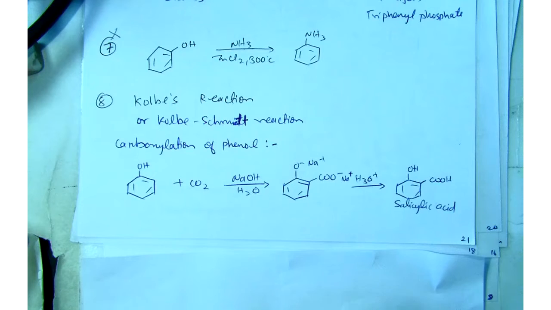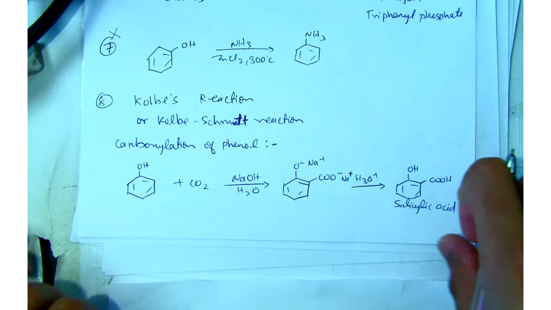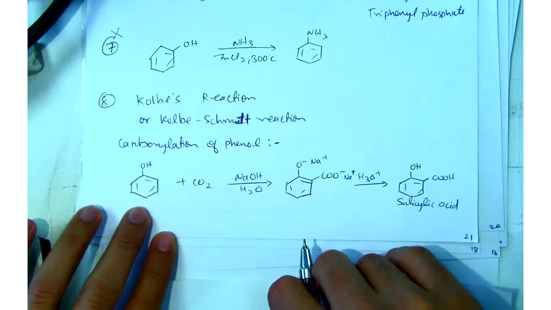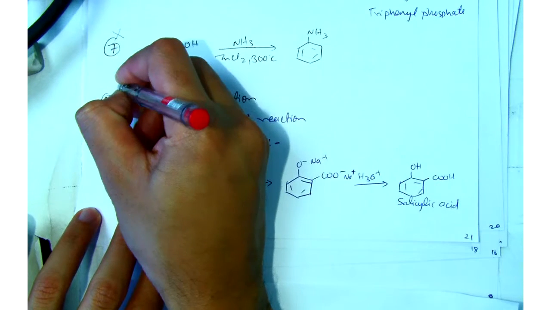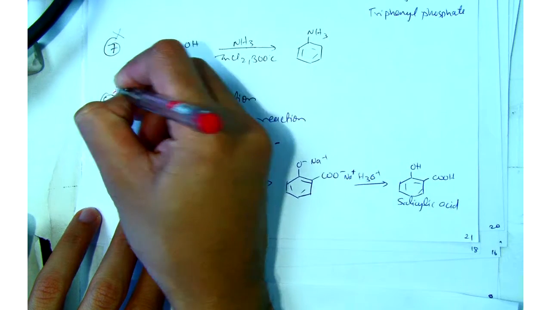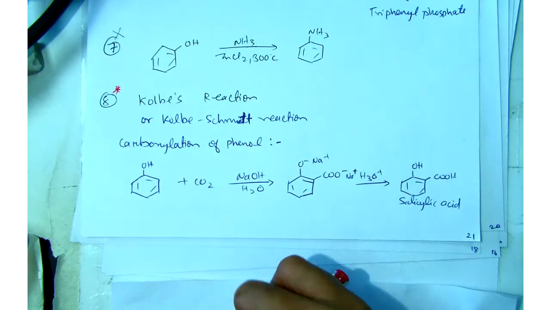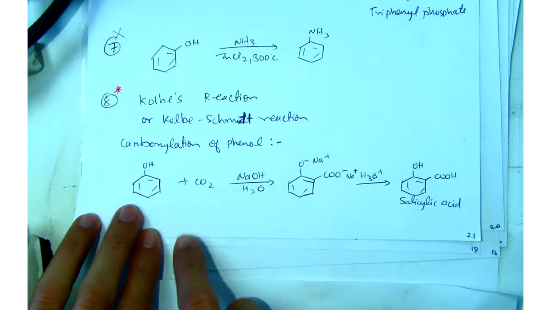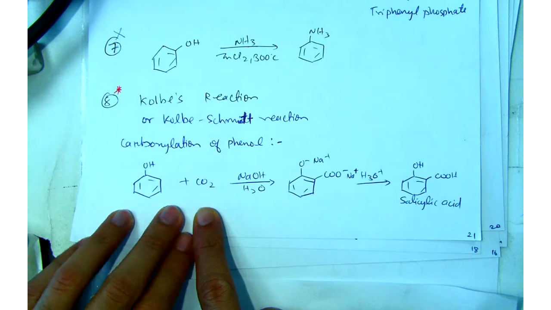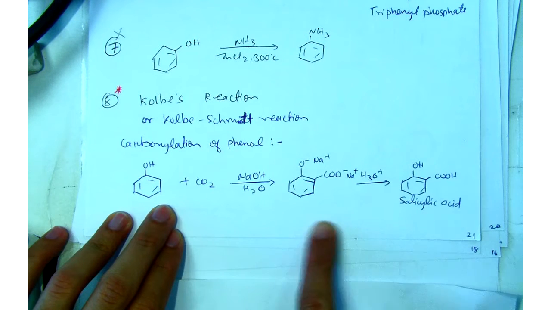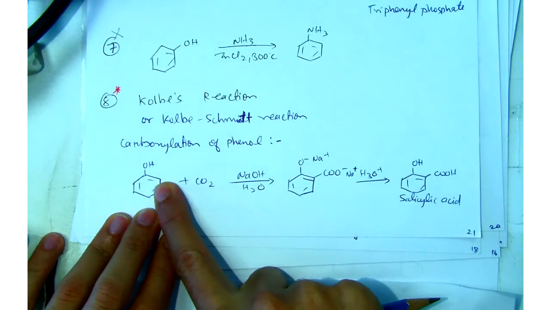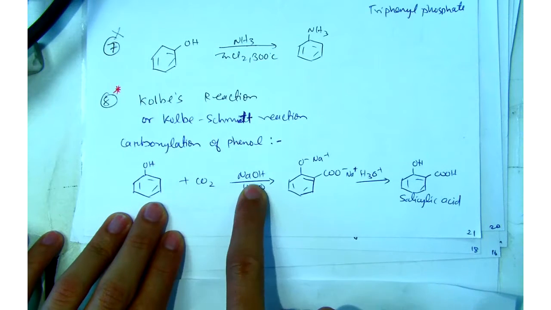So this is called the Kolbe's reaction or Kolbe-Schmidt reaction. So this is, I think, there in the NCERT book also. Okay. So this one you should know. We outline this first. Okay. So, or how to make salicylic acid and how to introduce the COOH group here. Okay. So first CO2, NaOH, and then acid.